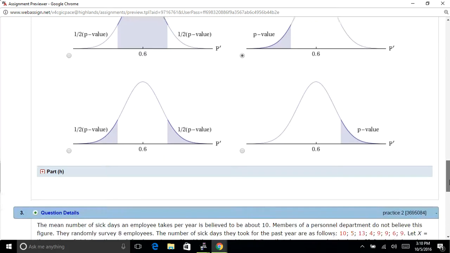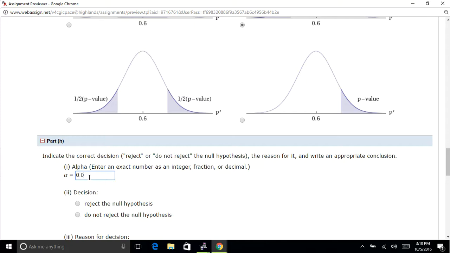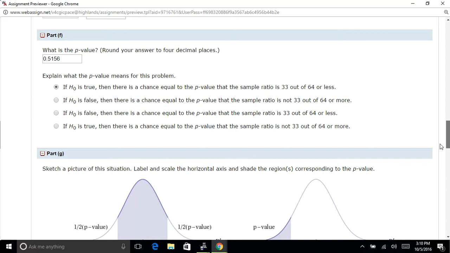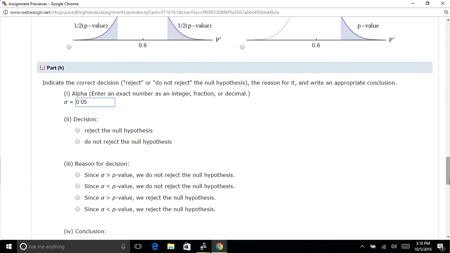And then for here, I've got to put my level of rejection, which is 0.05, and I got that from the problem. So is 0.0842 less than or equal to alpha? It is not less than or equal to alpha, so I do not reject my null hypothesis. Since alpha was smaller than the p-value, we do not reject the null.